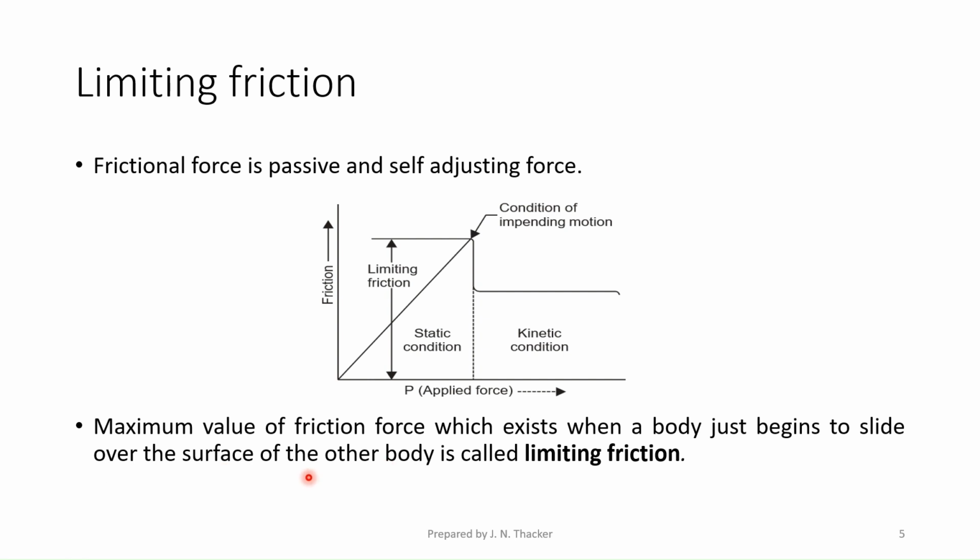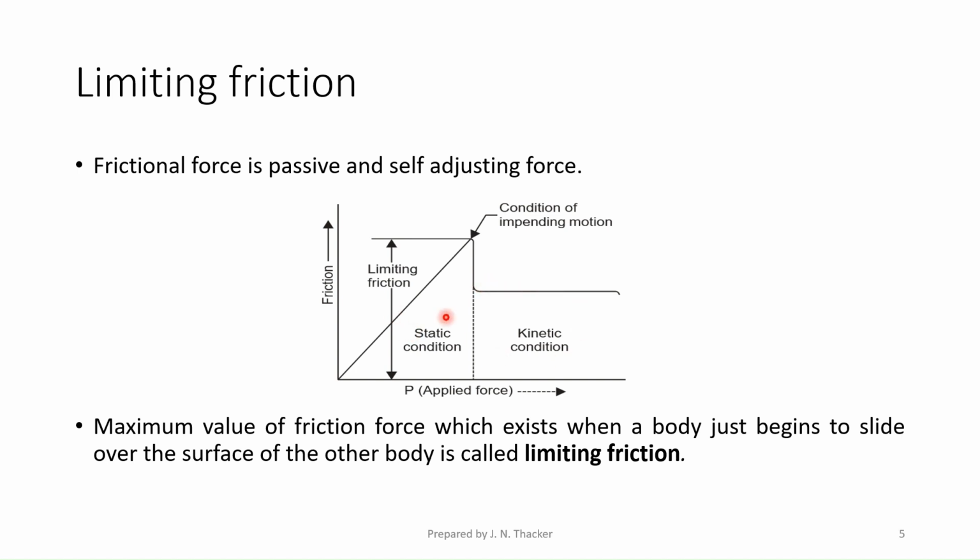So as and when you apply this force P, okay, and you start increasing this force P, you get friction, and friction also increases accordingly up to a point. When you reach condition of impending motion, any slight increase of force P beyond this point will cause motion, and when the body starts moving, the friction force suddenly drops. The friction force suddenly drops, and then the friction force is constant in the kinetic range.